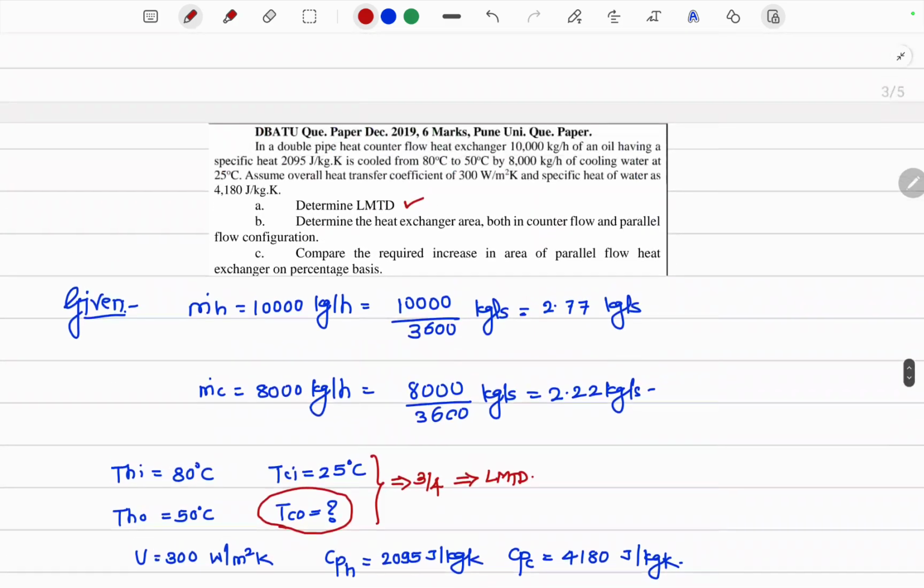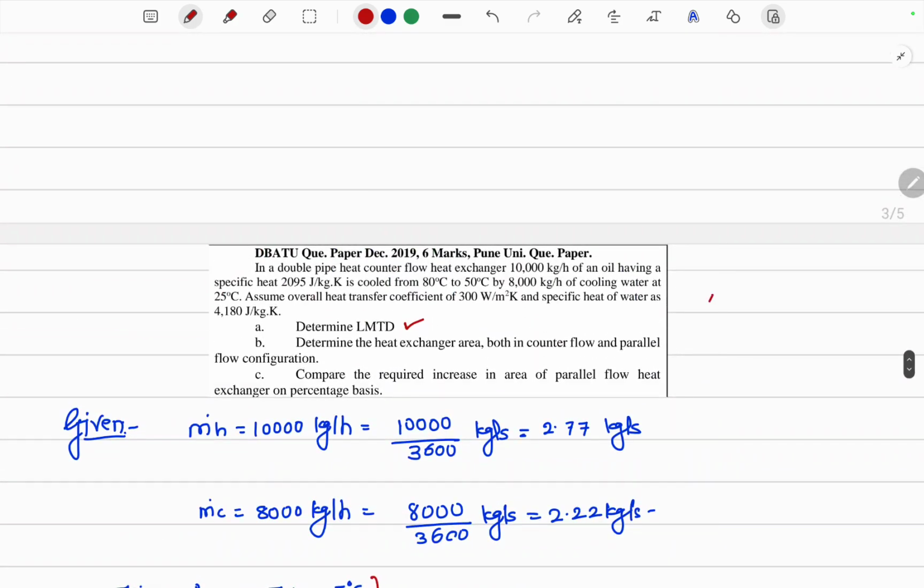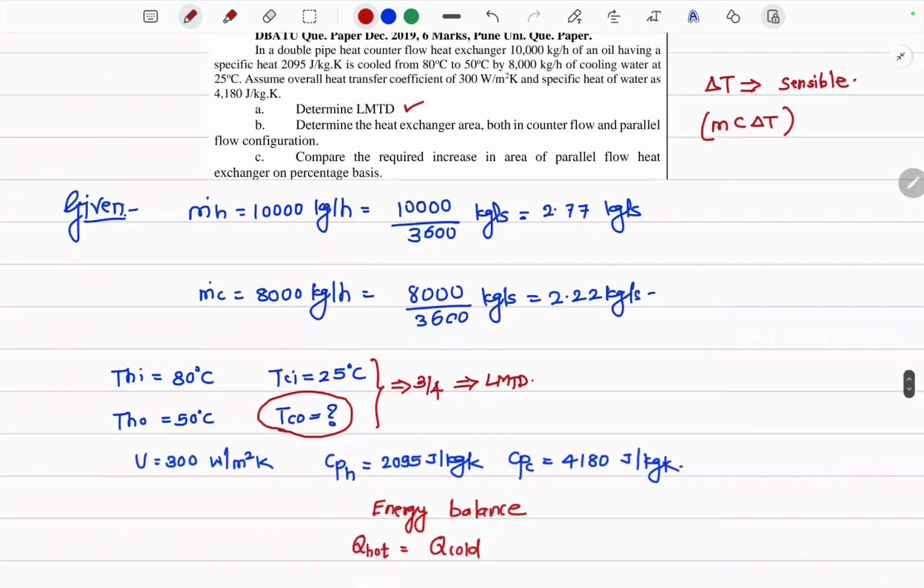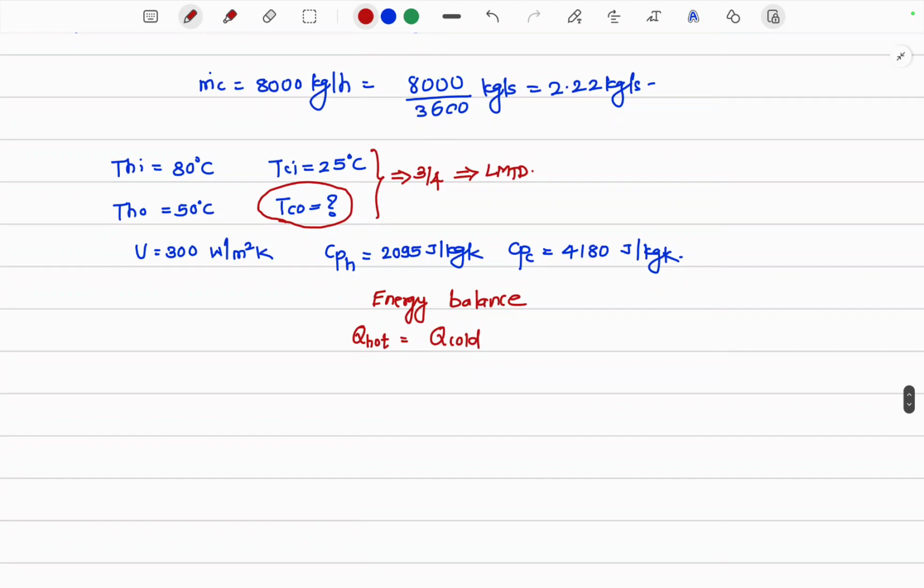And this is again sensible heat. Remember, there is change in temperature of cold fluid as well as change in temperature of the hot fluid. So it means that this heat transfer is sensible heat transfer. If it is sensible heat transfer, which means we can quantify that, immediately it should come to our mind with the help of this expression m c delta T. So now this is sorted. For the hot fluid as well as for the cold fluid, we will write the m c delta T equation. So what do we get here?